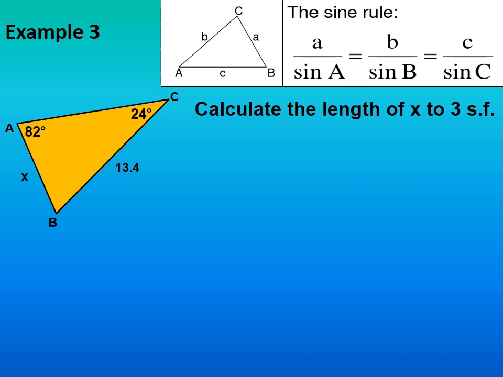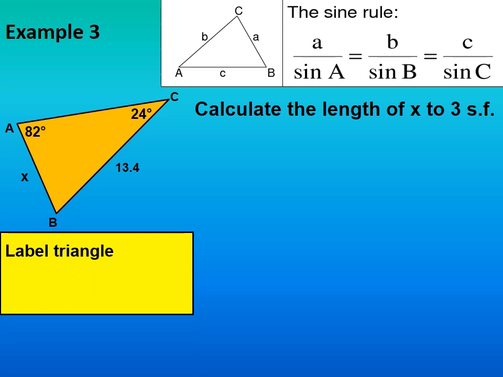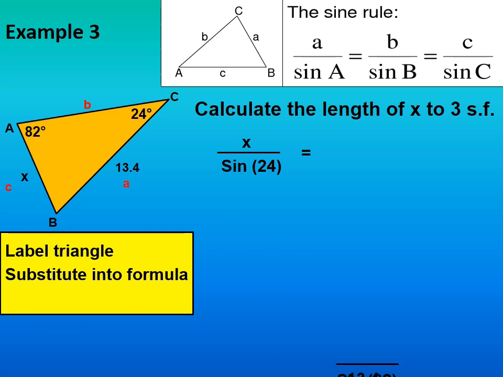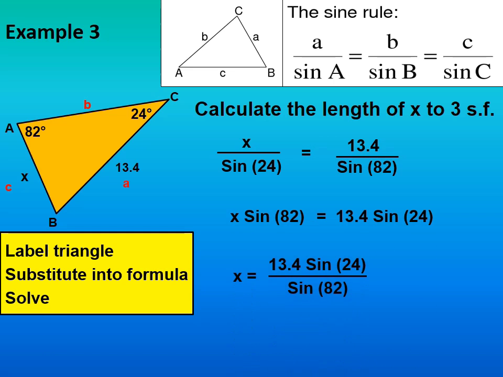Right, do you understand the sine rule? Let's see, have a go at this question by yourself. Okay, let's see if you got it correct. Label, first step. Substitute into the formula, gives me x over sine 24 equals 13.4 over sine 82. And then solve for x. Hopefully you got the answer, 5.5.